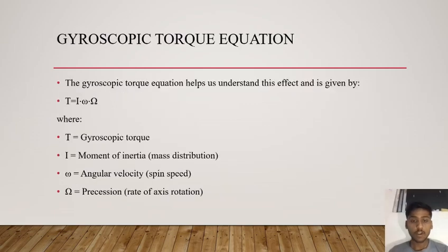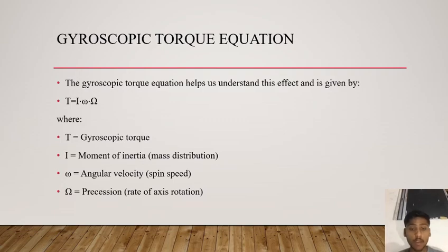Now the gyroscopic torque equation. T is equal to I into W into omega, where T is the gyroscopic torque, I is the moment of inertia which depends on the object's mass and how it is distributed, W is the angular velocity or how fast the object is spinning, and omega is the precessional angular velocity, which is how fast the axis of spinning changes direction.